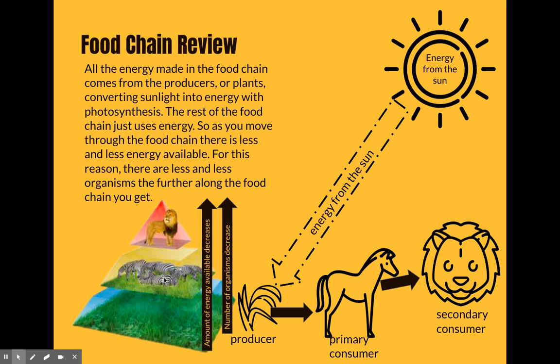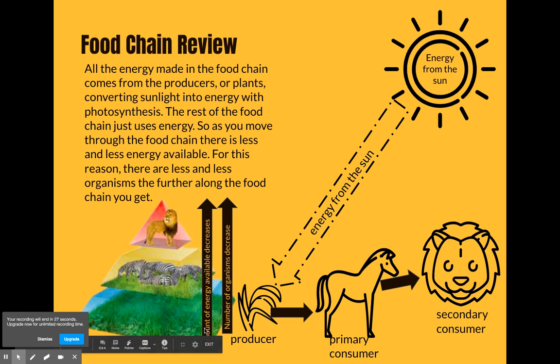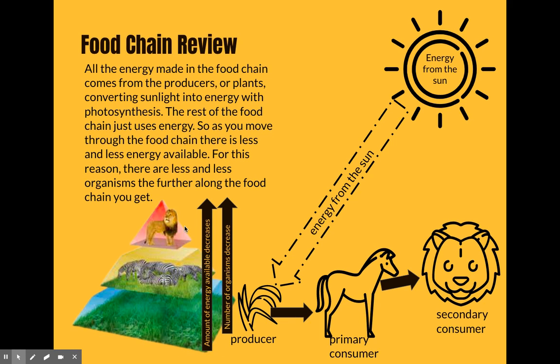All energy made in the food chain comes from the producers, or plants, that convert the sunlight into energy using the process called photosynthesis. The rest of the food chain just uses energy. So, as you move through the food chain, there's less and less energy available. For this reason, there are fewer and fewer organisms the farther along the food chain you get.